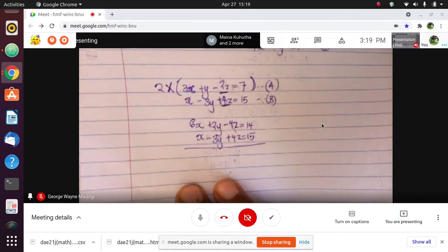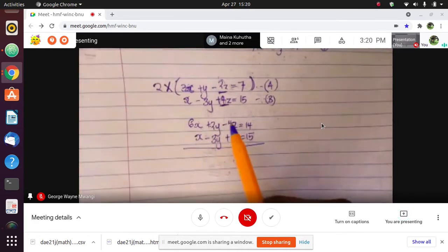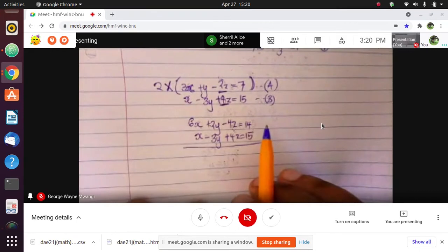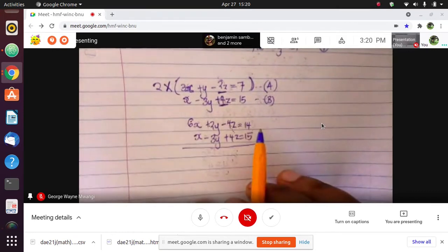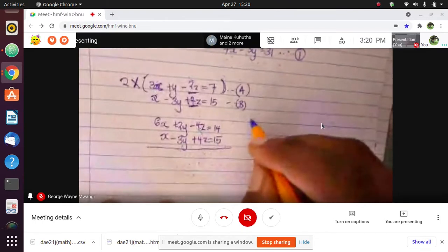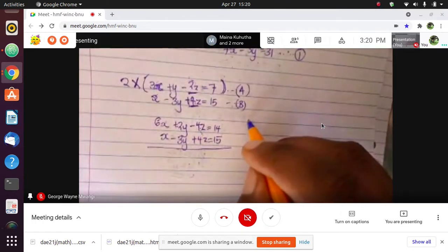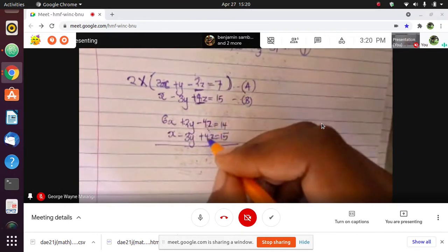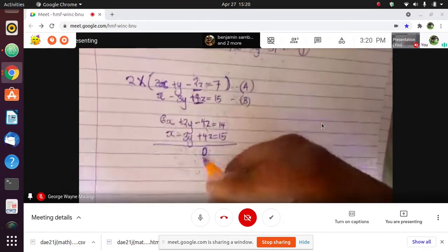Yes. Okay. Now let us eliminate z. Here, am I going to add or am I going to subtract? I will add. Will I add or will I subtract? You add. I will add. So when I add minus plus, this becomes 0. So we add everywhere else.